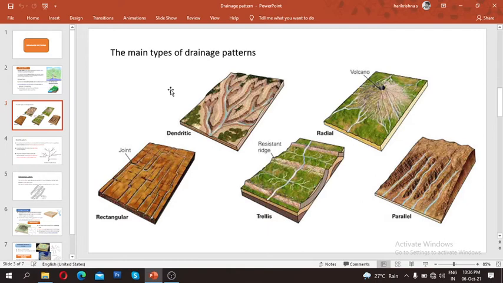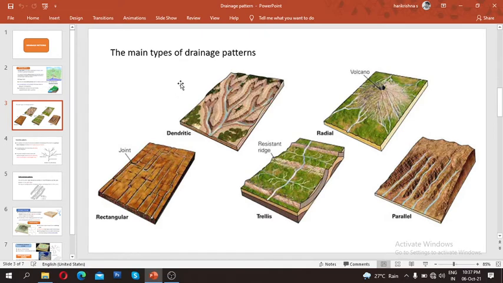Also, if you remember this diagram, you can easily find out the characteristics of various drainage patterns without learning all these things by heart. So try to understand these images and remember the things about each particular drainage pattern, so it will be very easy and very useful for you.